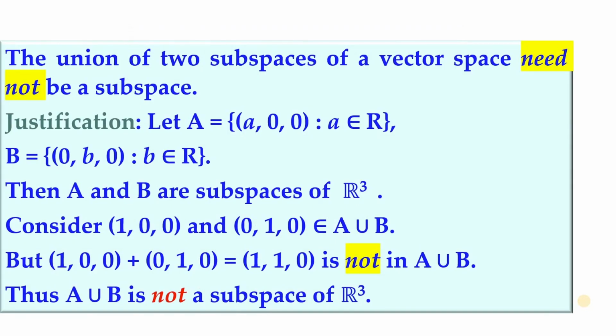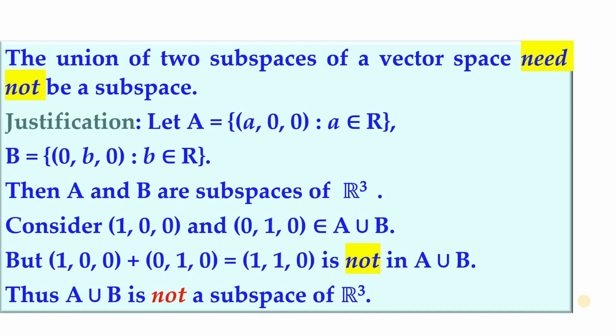Now we see that the union of two subspaces of a vector space need not be a subspace. For example, consider A to be the subspace that we had previously under the examples of subspaces. Then consider another subspace B with the first component 0 and the third component 0, but the middle one can be any member. Of course 0 will be present, so we have B to be this collection. Then, as before, we can show that this B is a subspace. So A and B are subspaces of R3.